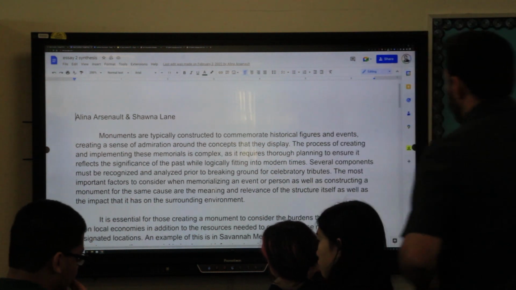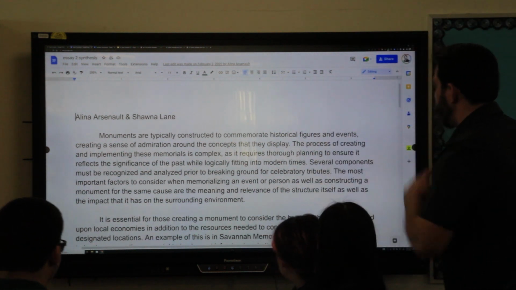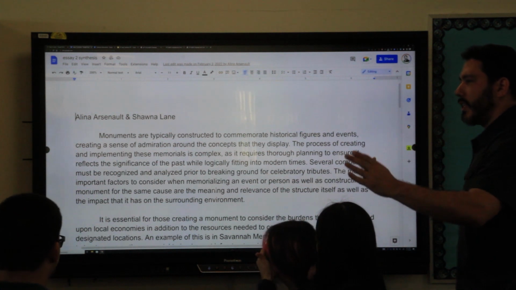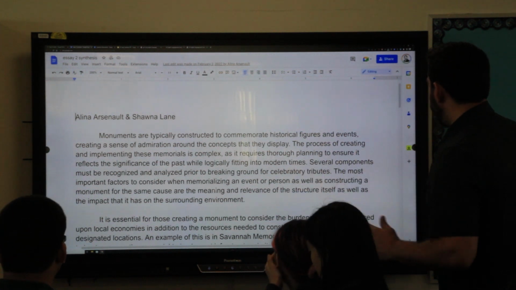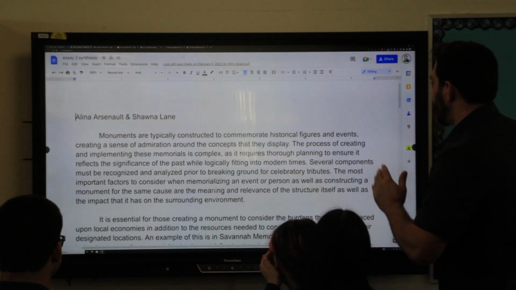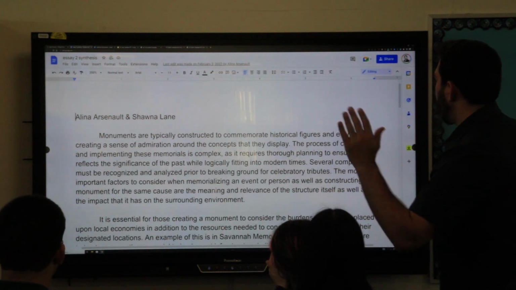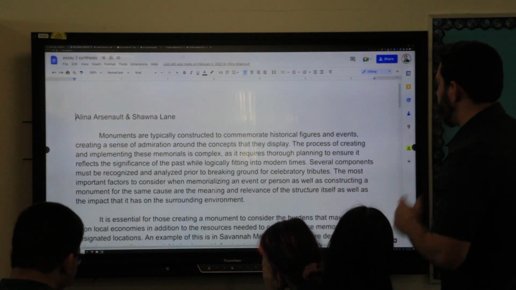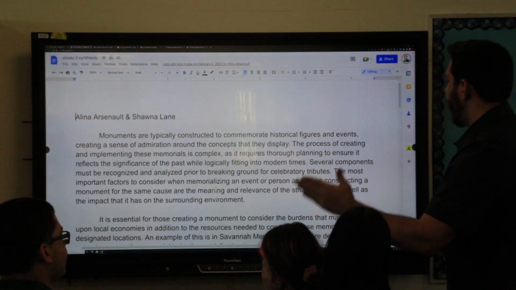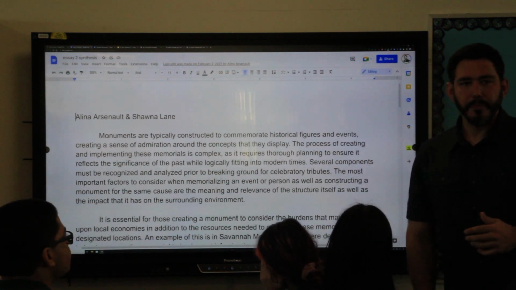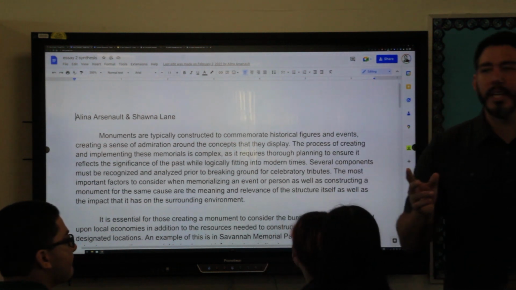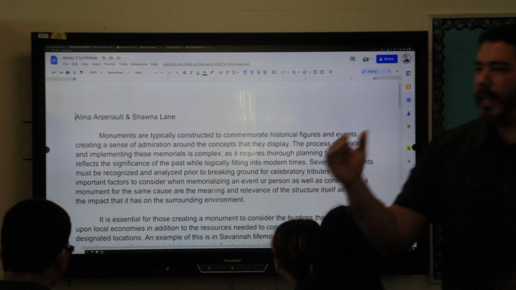Okay, the most important factors to consider when memorializing an event or a person, here's a thesis and the direct answer to the prompt. As well as constructed monument for the same cause, are the meaning and the relevance of the structure itself, as well as the impact that it has on its surrounding environment. That's it. Very general ideas that she will develop in each body.